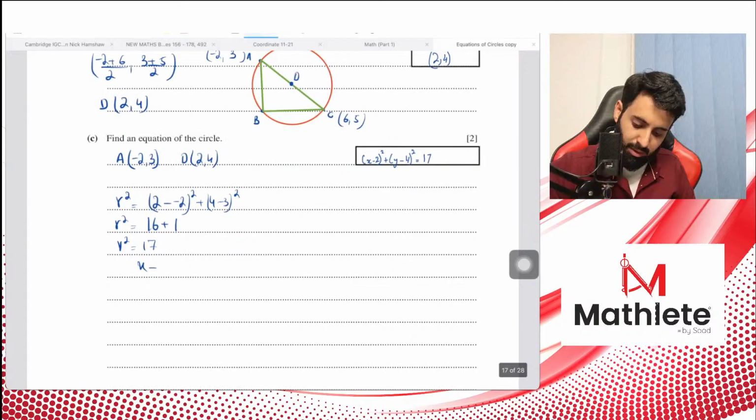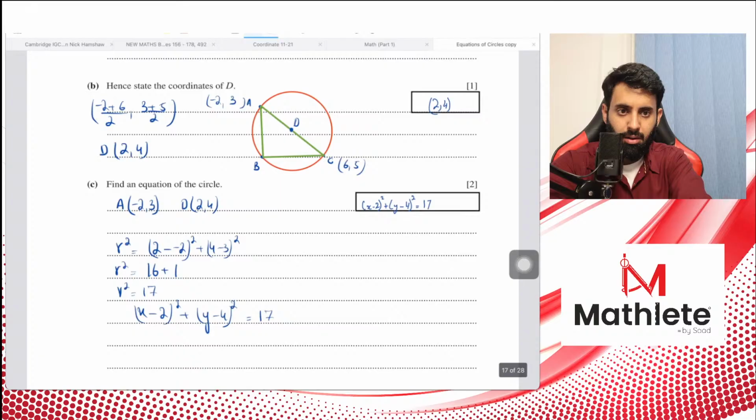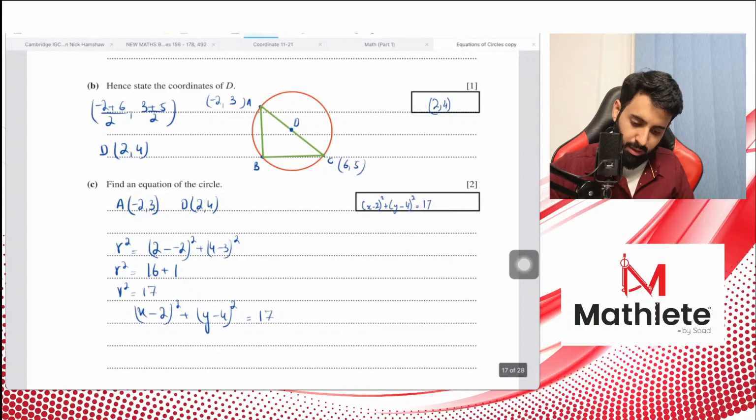Anyway, so we now have x minus 2 the whole thing squared plus y minus 4 the whole thing squared equals r squared, which is 17. Okay, that was question number 9. Now we have another question. Now, by the way, we are now done with May, June 2021. Now we're doing October, November 2021.